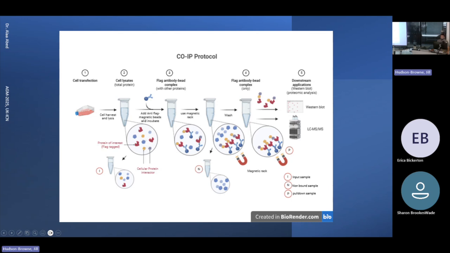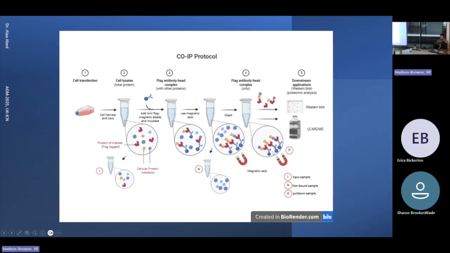After that, the cell lysate was incubated with the anti-FLAG magnetic beads for 24 hours. These anti-FLAG magnetic beads should interact with the protein of interest, which is a viral protein in our case, that should interact with other cellular interactors. After the incubation, we use a magnetic rack to collect the beads, and we take a little bit of supernatant as a non-bound sample. After that, the beads were washed and the pull-down sample was ready.